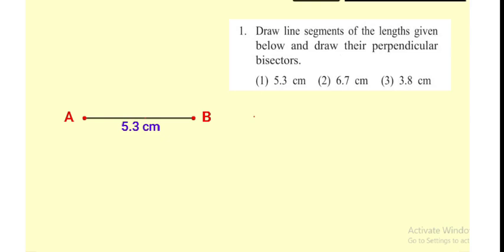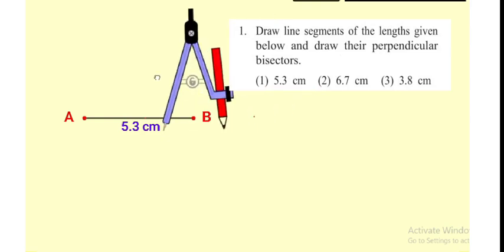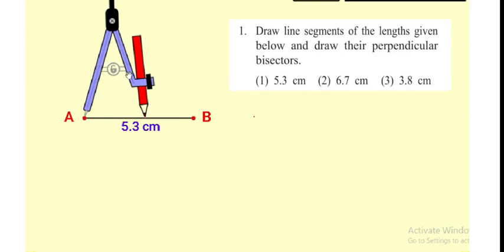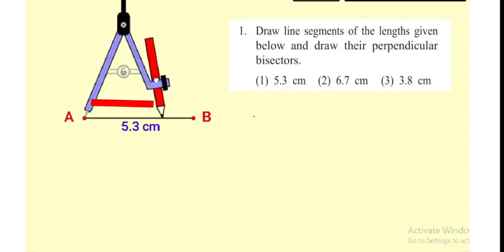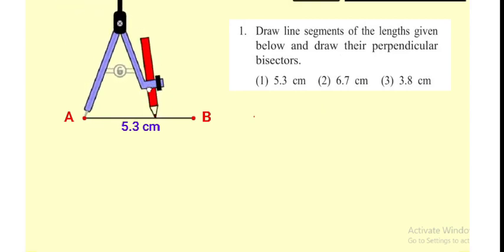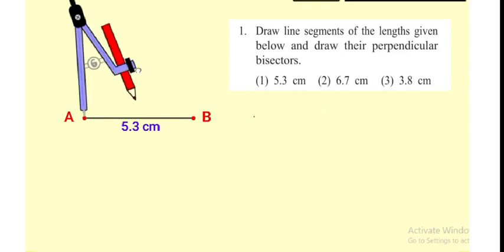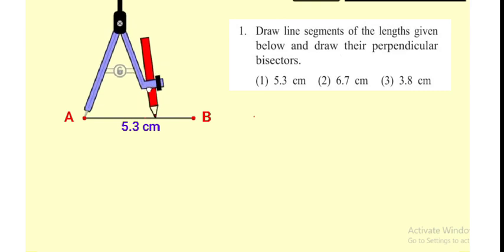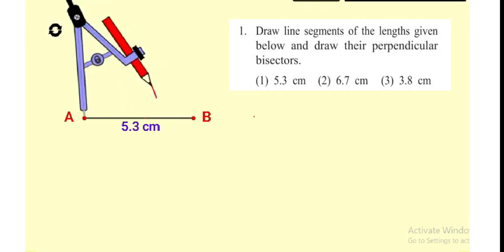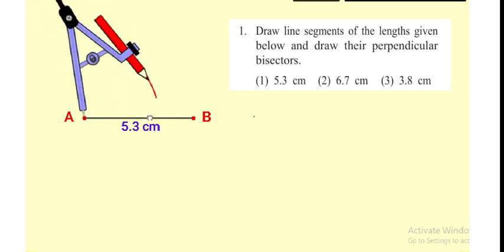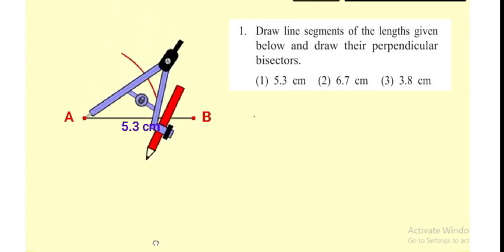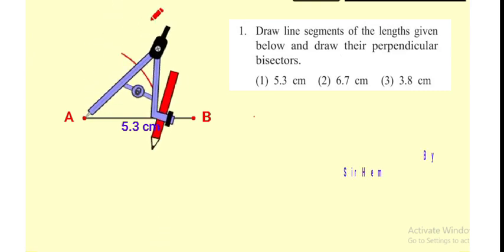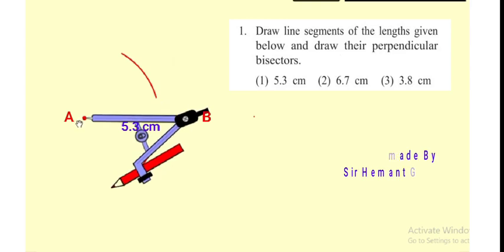Between the two arms of the compass, take the distance more than half of the total length of segment AB. It is not necessary to measure the distance between the two arms of the compass. This is approximate distance. Now through points A and B, draw the arcs on both the sides of segment AB.